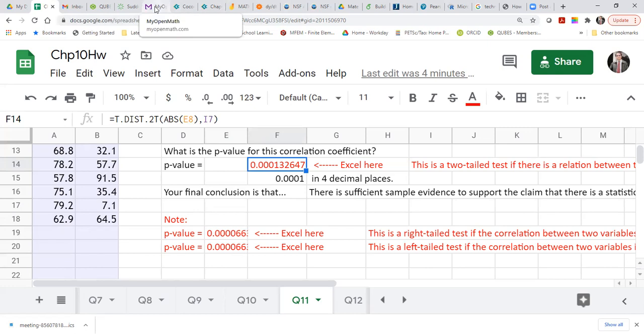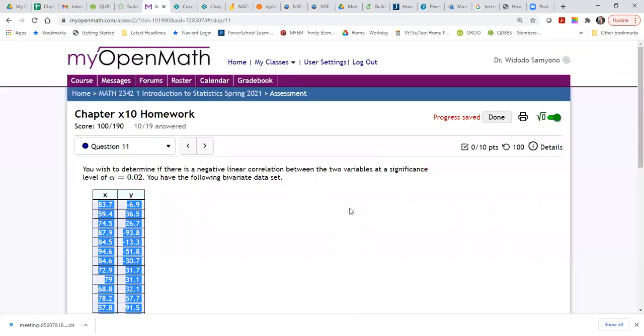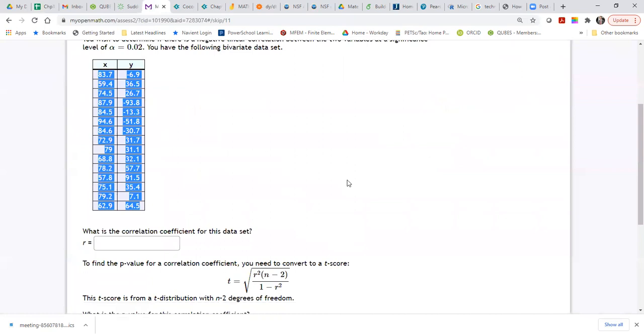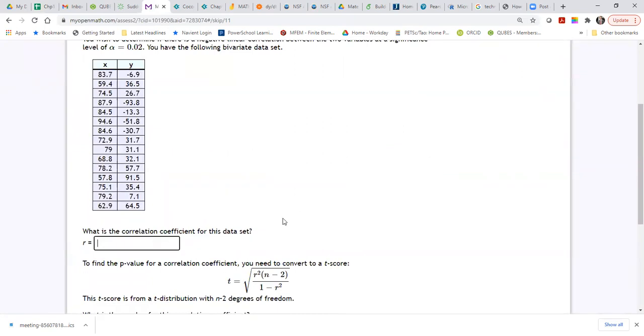Let's see here. Negative correlation, so that means it's a left tail test, right? Because negative correlation means left tail test. So this is the formula that I'm using. Instead of the one in the textbook, I'm using the one in here. Actually, they are the same formula.